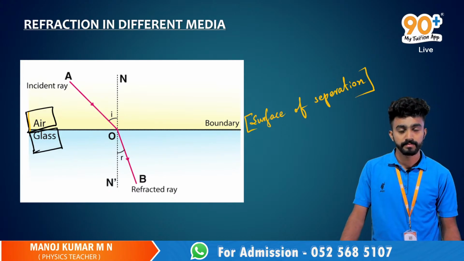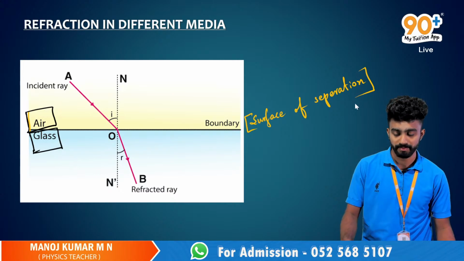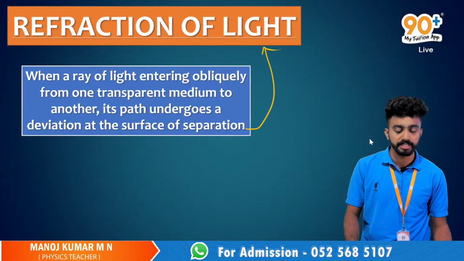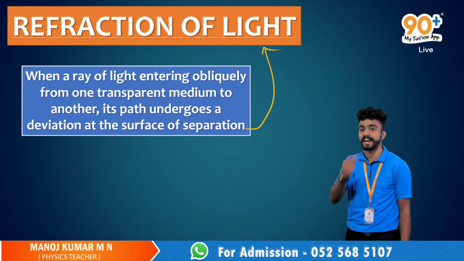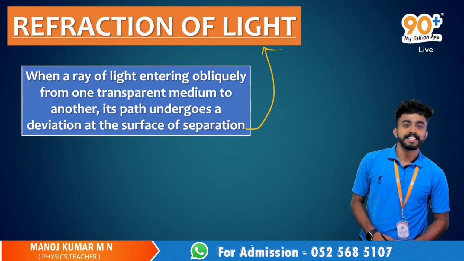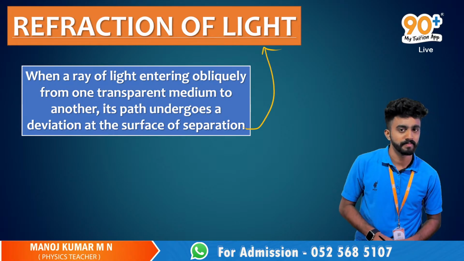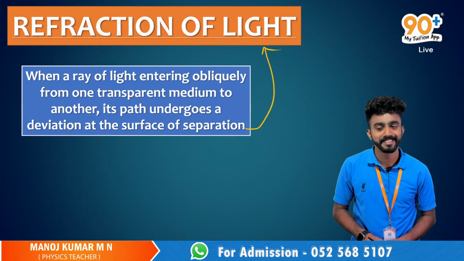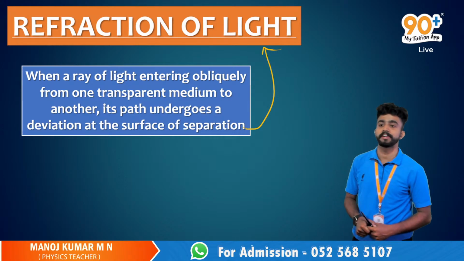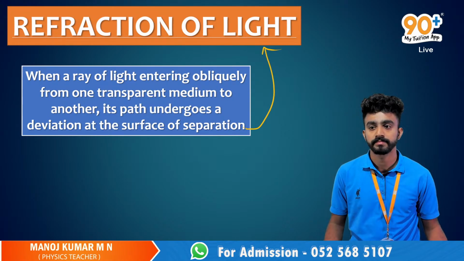Sir, could you choose the question against the question? Which question? The one about obliquely? That is not a question. That is the definition of refraction of light. So, Ayan didn't get the concept of refraction clear, right? No, sir, I got it, but I thought this was the question. Fine. Write it down. It's just the definition of refraction of light.